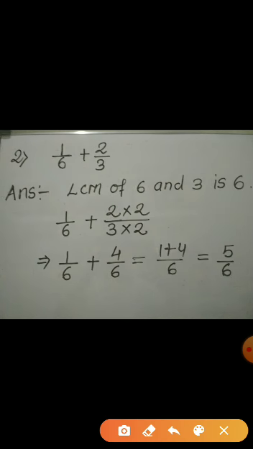Let's see another type, that is addition of unlike fractions. Unlike fractions means the fractions having different denominators. For example, here you have to add the fractions 1 by 6 and 2 by 3. They are unlike fractions as they are having different denominators. To add unlike fractions, first of all we have to convert them into like fractions and then add. And to convert them into like fractions, we have to find out the LCM of the denominators.